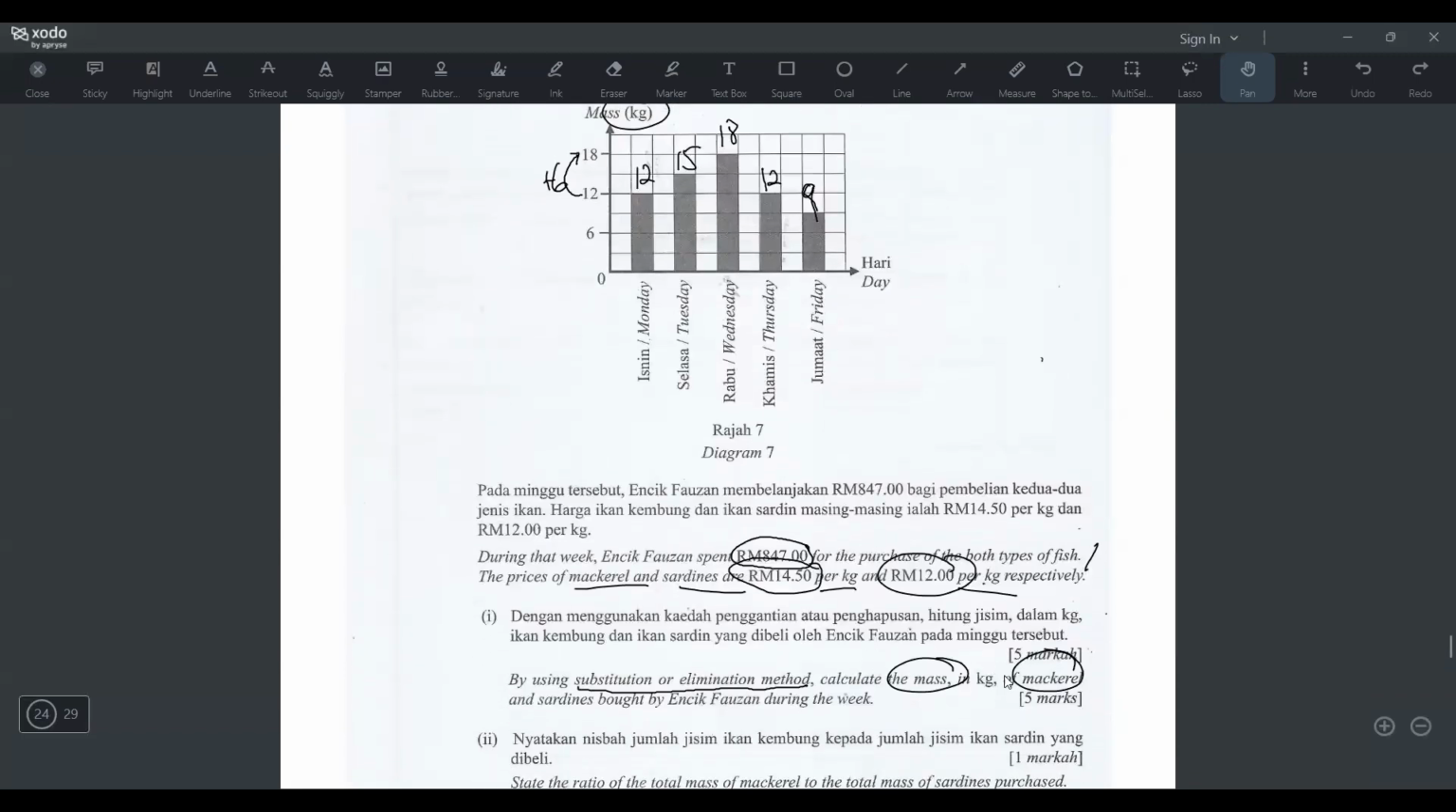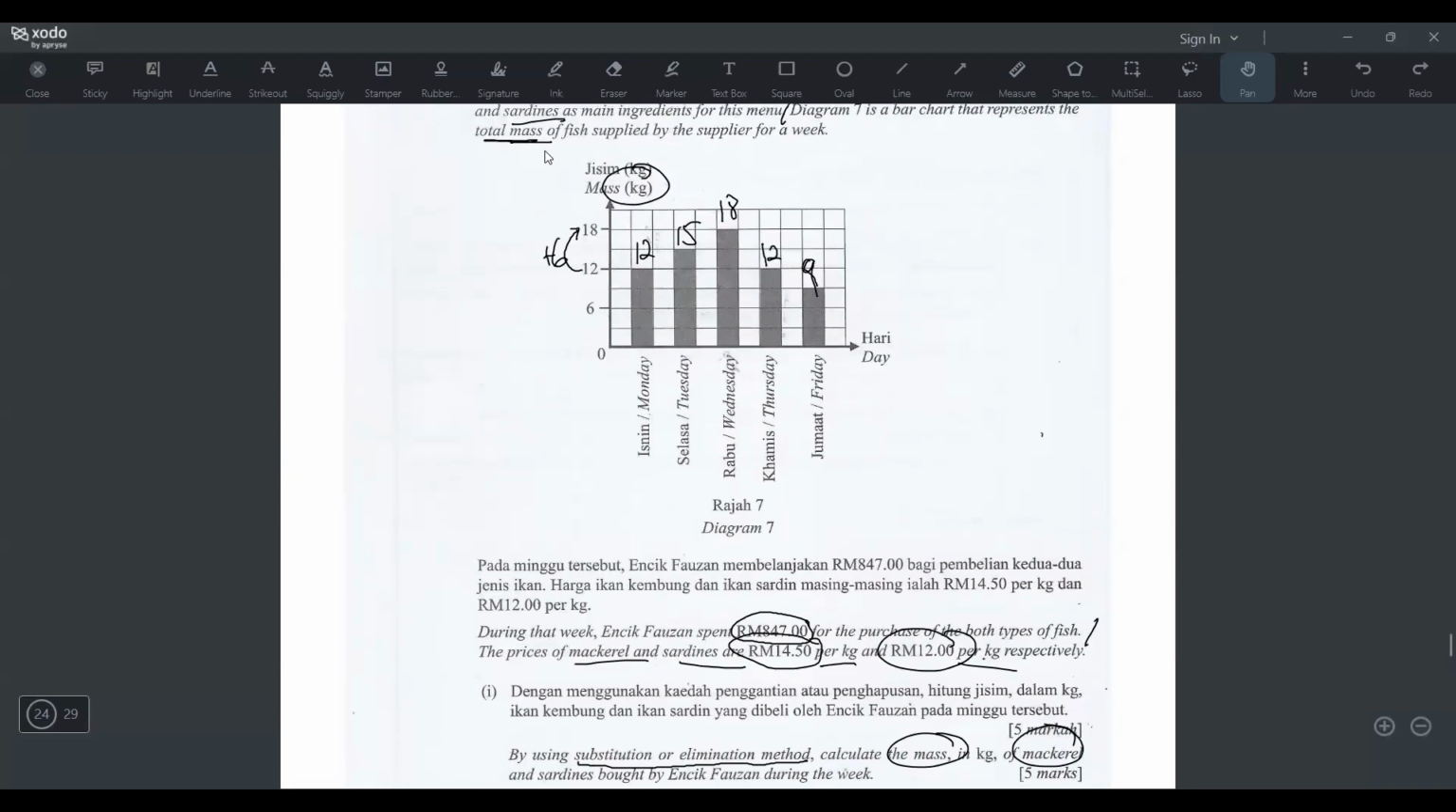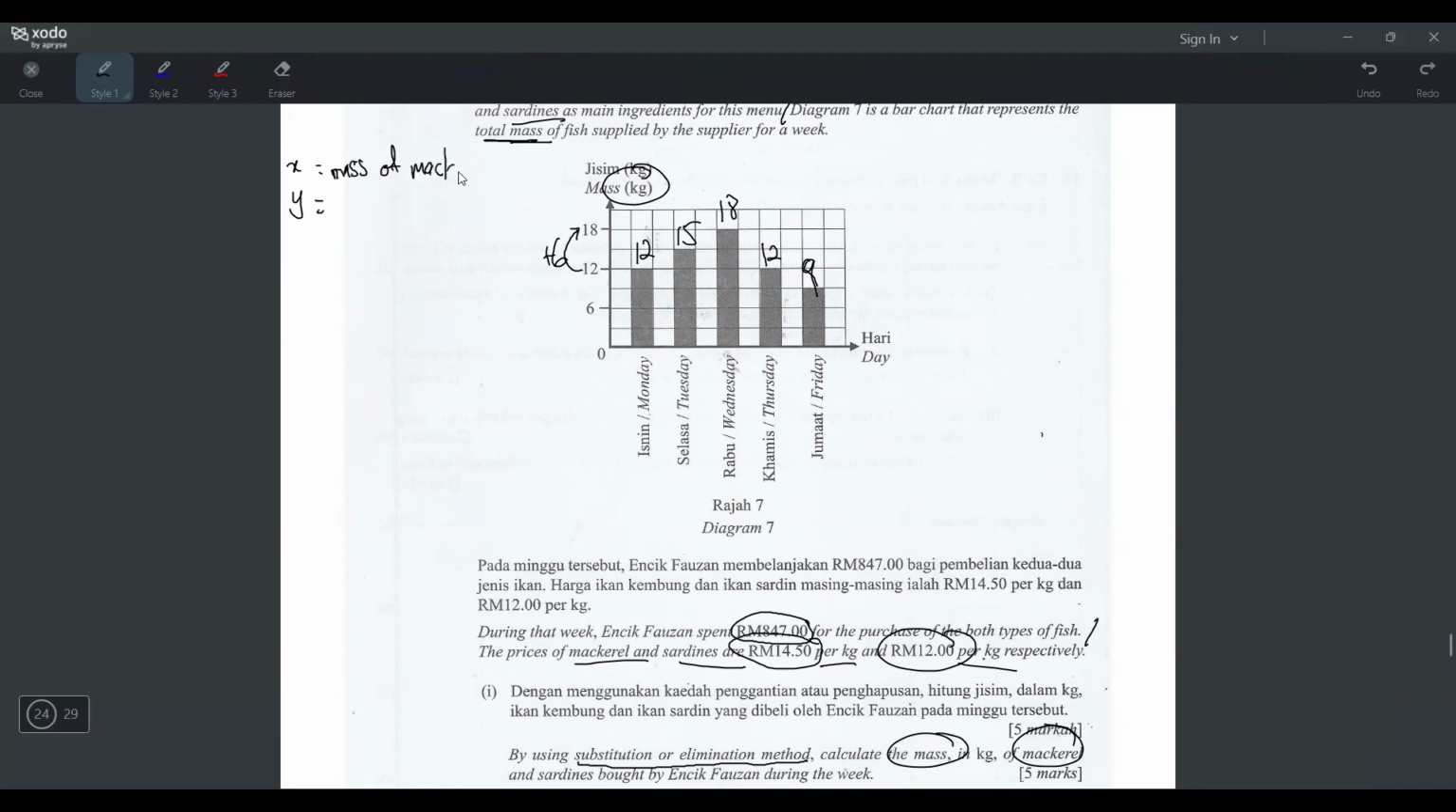They want to find the mass in kg of mackerel and sardine. So what do the X and Y represent? Mass. Okay. So X represents what? Mass in kg of mackerel. So mass of mackerel. I want you to write specific. I don't want you to just write X equals mackerel. Not good. You have to write more specific.